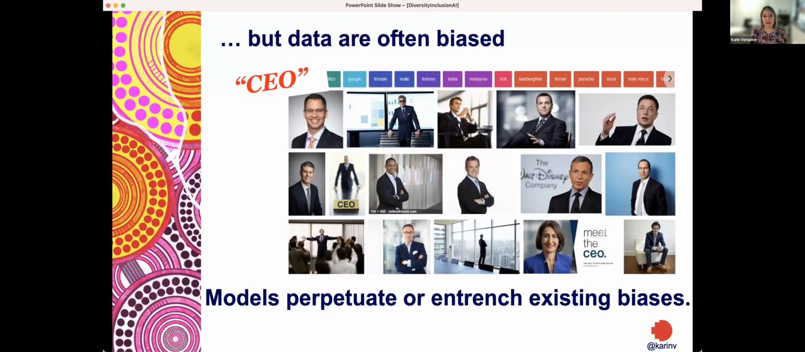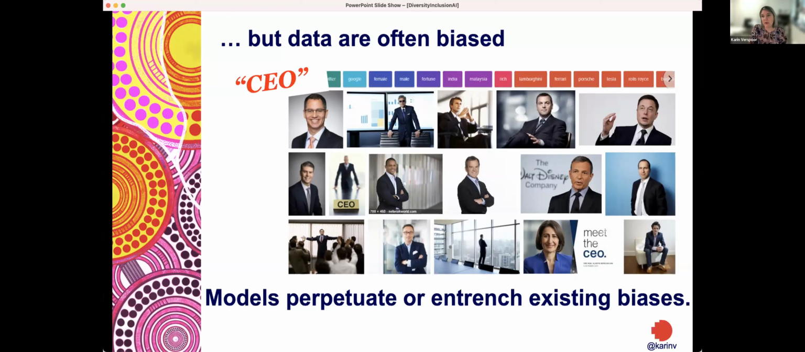And what do I see here? I see a whole lot of white men. There's one black man, I think, and there's a woman in there, but the vast majority are middle-aged white men. So models perpetuate or entrench existing biases. Our data is biased. We have to acknowledge that. The world is not completely balanced and distributed. We have a lot of variation, and there are different probabilities of different things. And guess what? Models learn those probabilities. That's what they're trying to do, right? They're trying to learn the patterns. Well, the patterns in the real world are often biased.